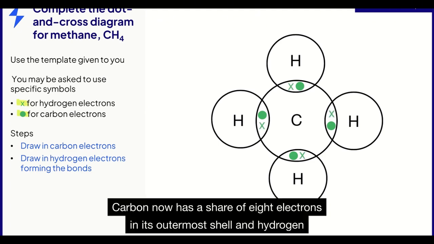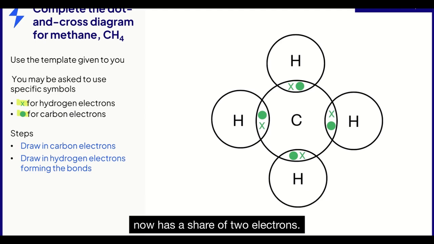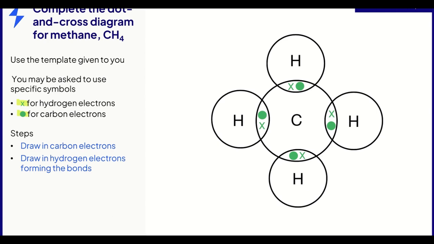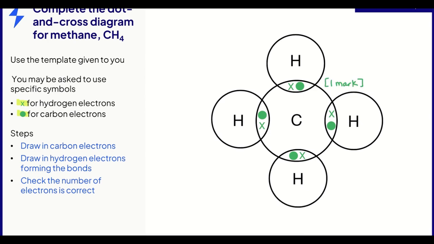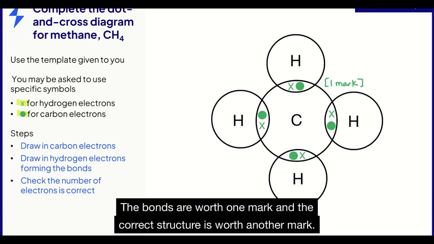Carbon now has a share of 8 electrons in its outermost shell, and hydrogen now has a share of 2 electrons. The result is 4 single covalent bonds. Double check that each atom has the correct number of electrons. The bonds are worth 1 mark, and the correct structure is worth another mark.